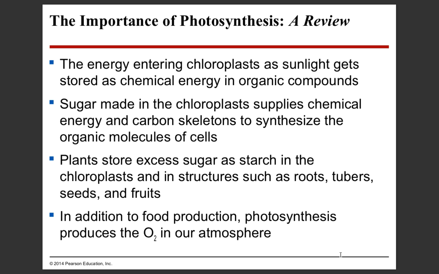So plants store excess sugar as starch. Remember that humans store the extra sugar as glycogen. That's kind of like a precursor to fat and stuff like that. But glycogen is just a whole bunch of glucose repeating, and that's what starch is as well. It's just a little bit different linkages. So plants store excess sugar as starch in the chloroplast and in structures such as the roots, tubers, seeds, and fruits. In addition to food production, photosynthesis releases oxygen in our atmosphere, which is really important because that's what we need, right? It's not important for the plant, but it's very important for us.